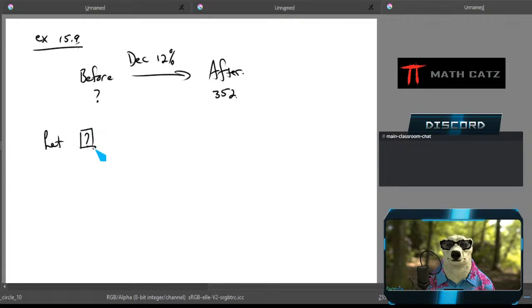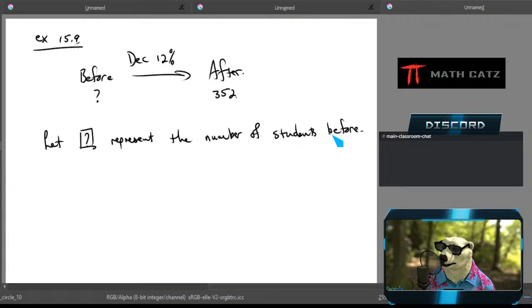Now I can pick another symbol here, of course, but I'll choose question mark in a box, and that's going to represent the number of students before. And I want to write a sentence that's detailed enough so that someone reads the question, someone reads the sentence, and they understand what my symbol represents. So that was one. I'll number it again.